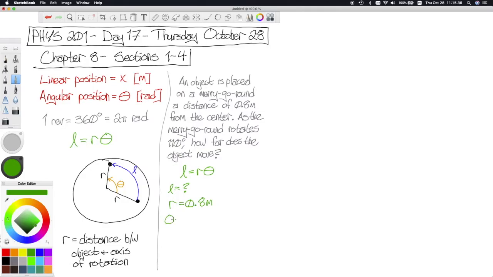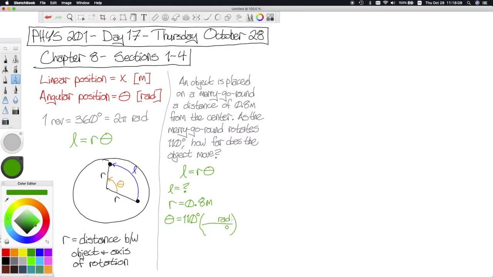And then theta, the amount that this system has rotated, was given to us as 110 degrees. But the SI unit for angular position or angular distance is radians, not degrees, so we'll have to do a quick unit conversion here. Following the normal rules of unit conversions, I want to cancel out the units of degrees, which are in the numerator, so I'll put degrees in the denominator.